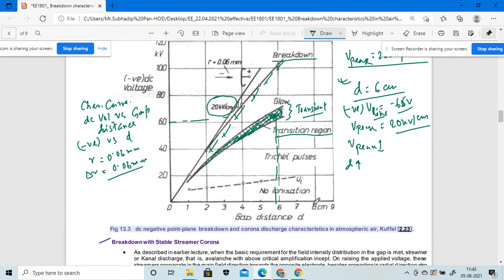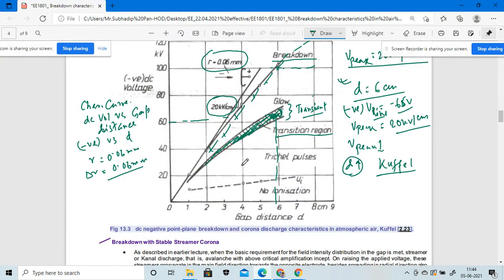So if I increase the gap distance, what we will observe in this particular characteristic curve is that it will again go to the breakdown process, having a radius value of 0.06 mm. That characteristic curve signifies the DC negative point-plate breakdown and the corona discharge characteristics, how the corona discharges during the transient, having a medium of atmospheric air. That was developed by a scientist, Trichel.